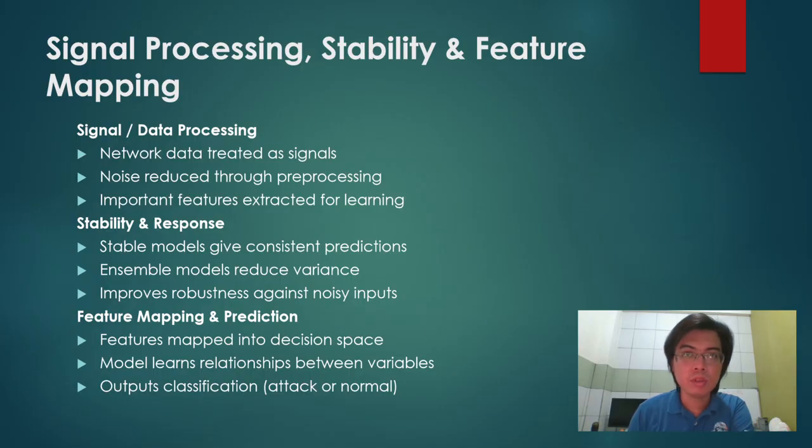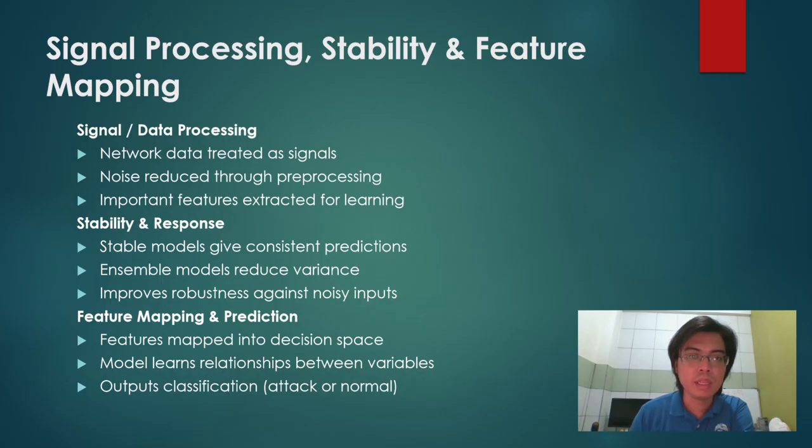In linear systems theory, the model can also be compared to a signal processing system. Network data is treated like signals, and preprocessing helps remove noise and extract useful information. So the model's stability refers to its ability to produce consistent results even when small changes occur in the input data. Ensemble models like random forest improve stability by combining multiple learners.